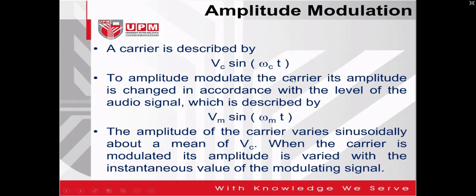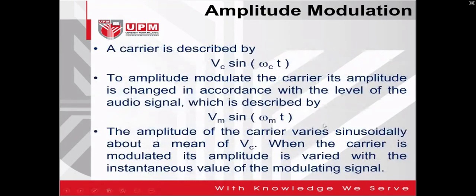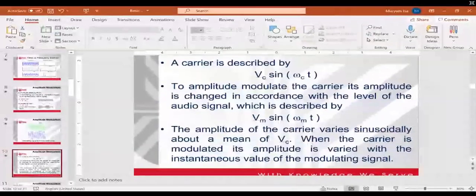And then, okay, this is the amplitude we already added up with the modulating signal. And then you multiply with the original sine omega c t. This is the carrier frequency. Okay, so you open up this, it becomes Vc sine omega c t. Can you do that? Open up the equation and write down what you get, and let me know.